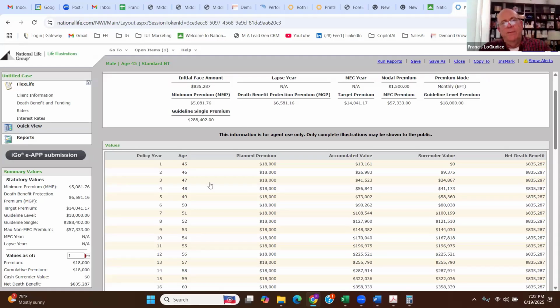Okay, if you put that in the first 5 years, then that's the most you could put in. Okay, the target premium, just rule of thumb here, your target premium should normally not be less than your annual premium. So your annual premium's 18,000 because we're putting 1,500 a month.